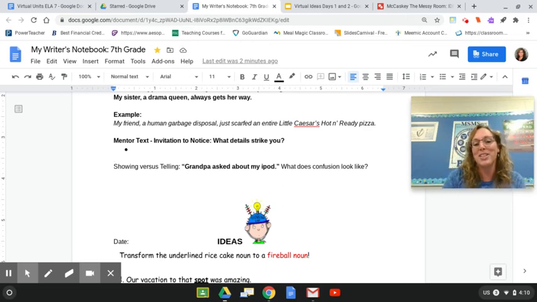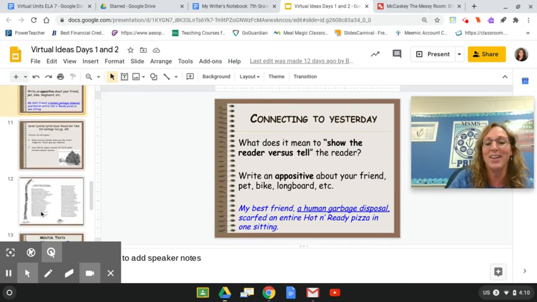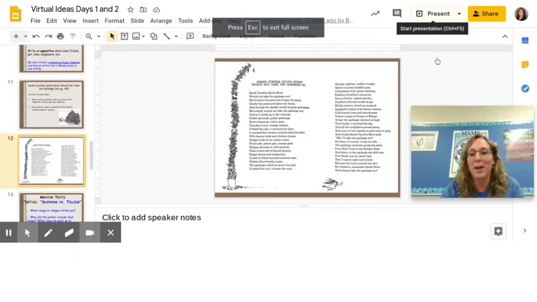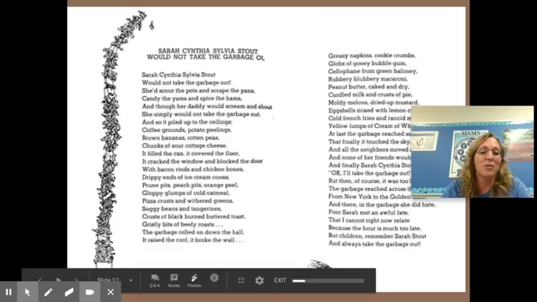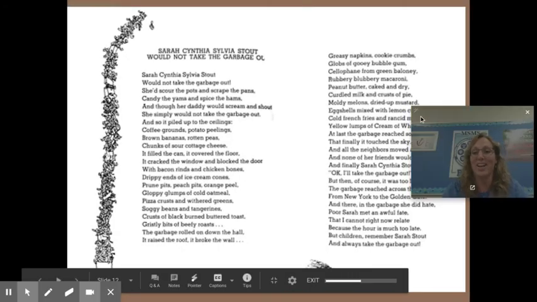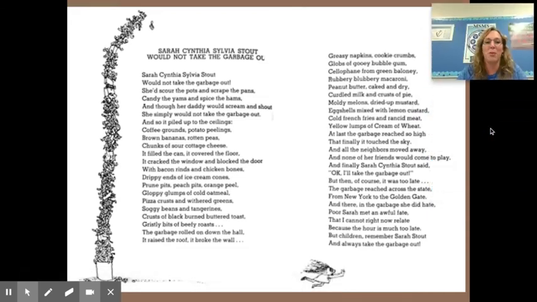So I'm going to read to you this poem, and this poem will be on the screen. And so you can just take a couple of minutes and jot down some details that really stick out to you. All right, this is by a very favorite poet of mine, Shel Silverstein. Most of you know him. And it's called Sarah Cynthia Sylvia Stout Would Not Take the Garbage Out. So let's take a look at this poem.